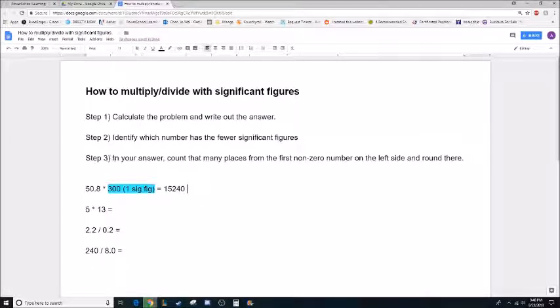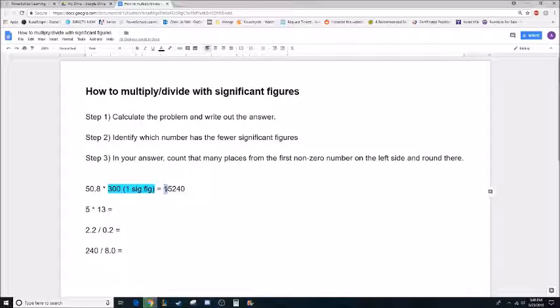So we're going to move on to step 3. In your answer, you're going to count that many spaces from the first non-zero number on the left side and round there. So from the left side, this is my first non-zero number. So I know I'm going to have 1 significant figure. That means I pretty much round from here. I think of an invisible line in between the 1 and the 5, because that's where I'm going to round.